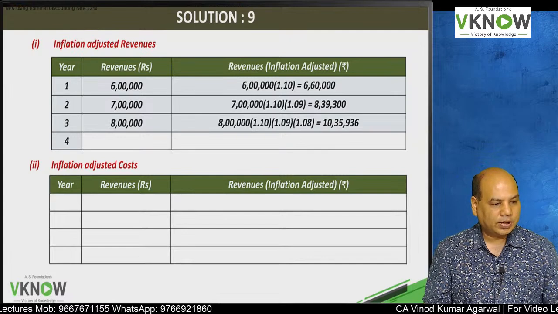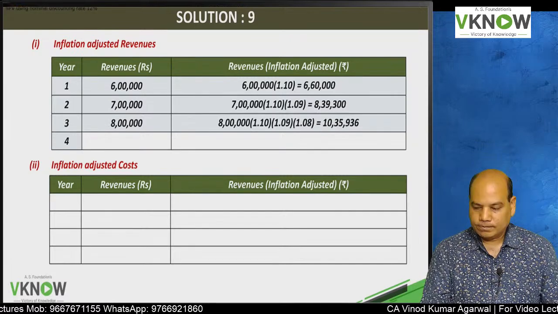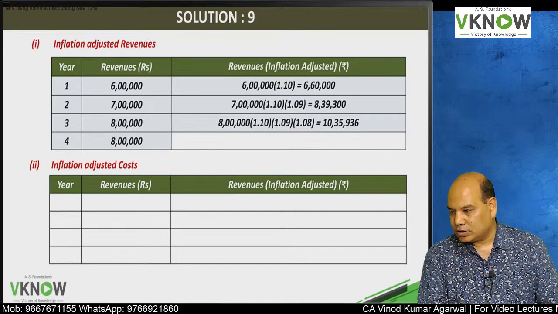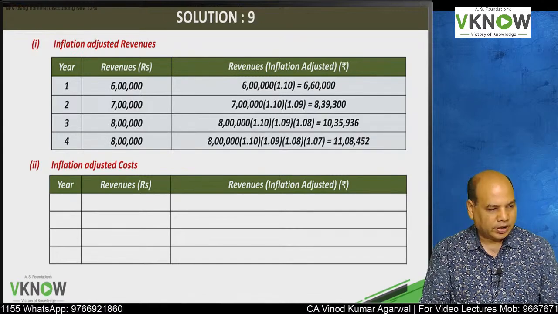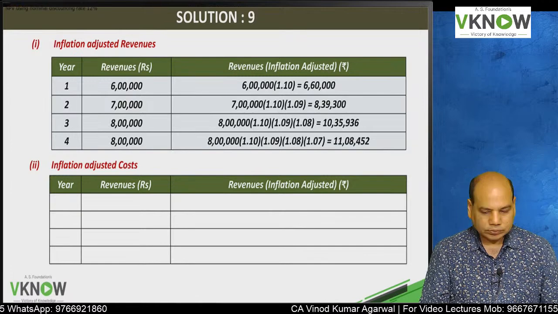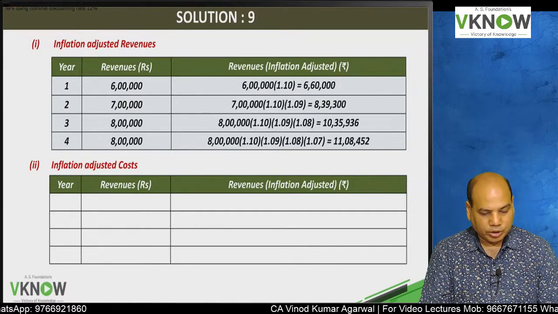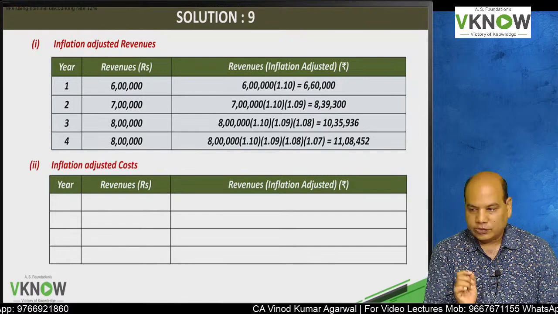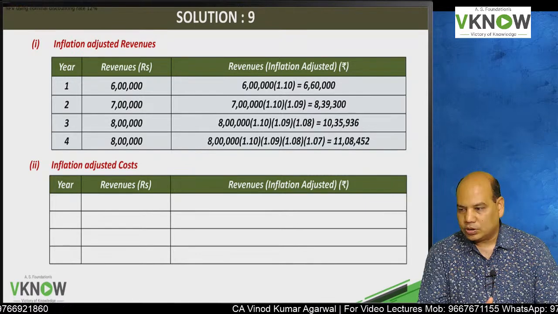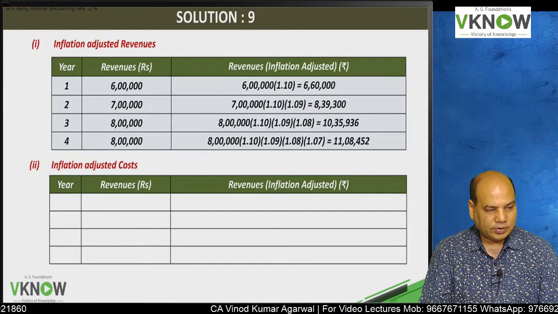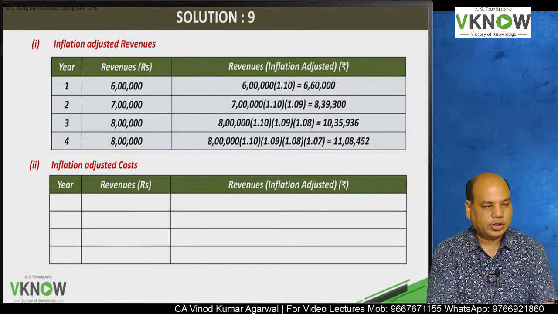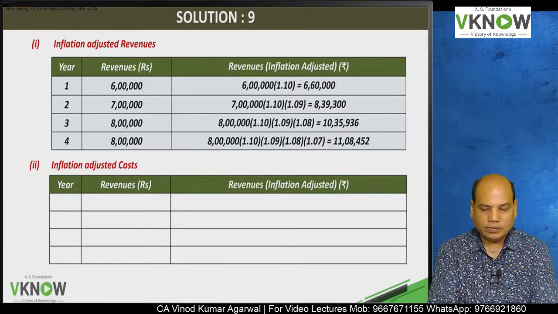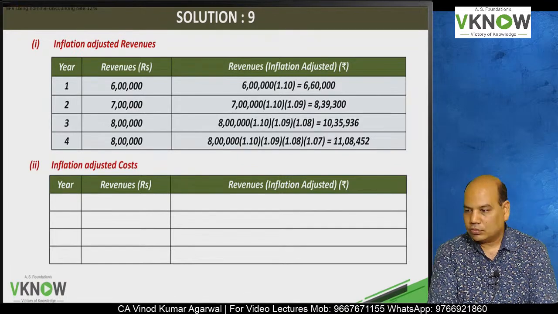Please reply. 1,035,936. Last year, again 8 lakh. 8 lakh into 1.10 into 1.09 into 1.08 into 1.07. Please confirm. The answer is 11,08,452.